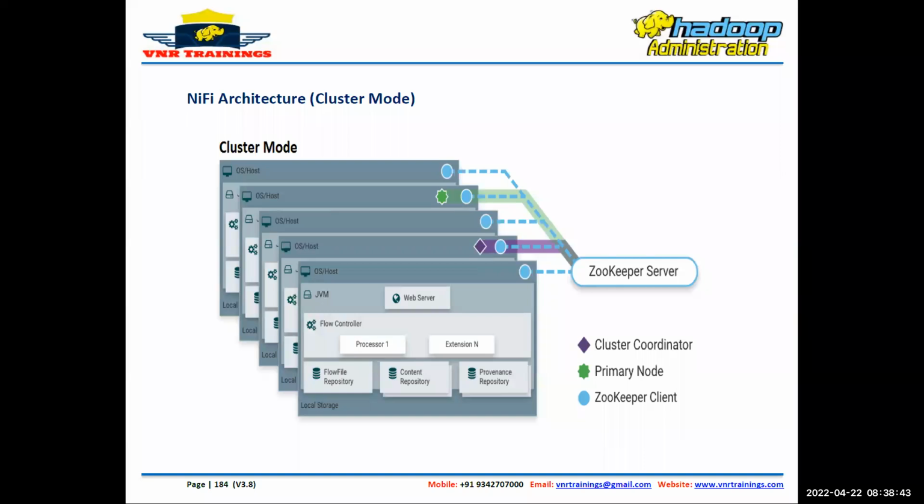One NiFi node will act like a coordinator, which is the master, and other NiFi nodes will act like workers. If the coordinator NiFi node is down, ZooKeeper will automatically select another NiFi node as the coordinator. Understood? Now you have something called primary.